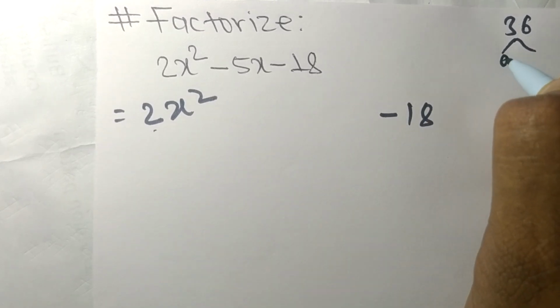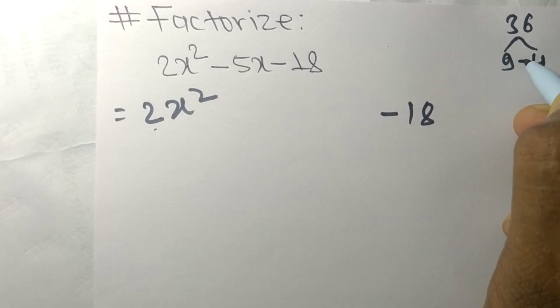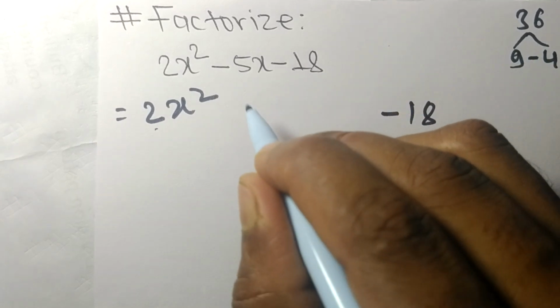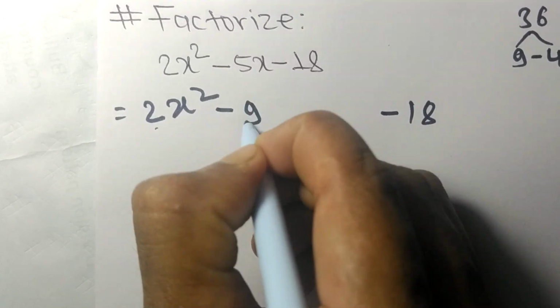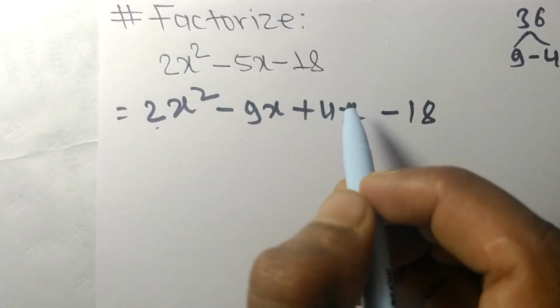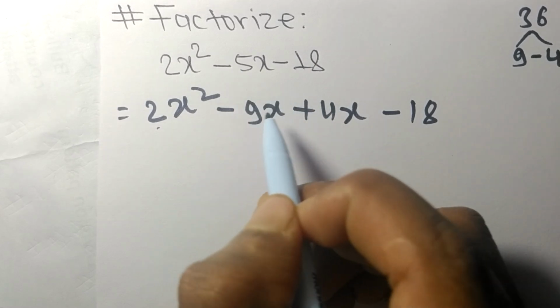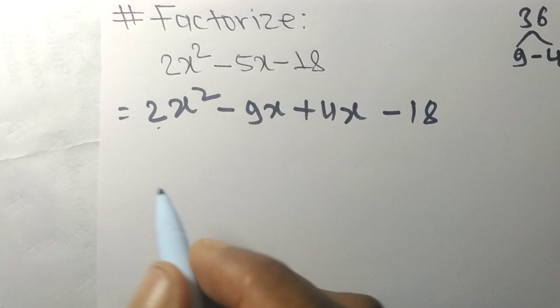So it is 9 times 4 means 36, and 9 minus 4 means 5. So that is −9x + 4x, since −9 + 4 means −5, and 9 times 4 means 36.